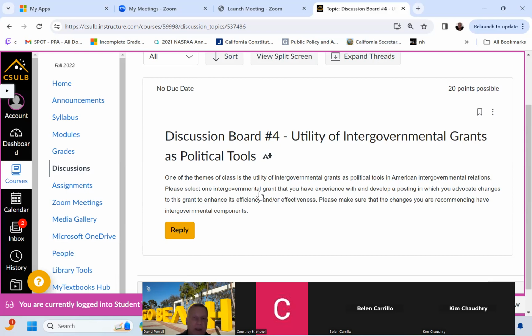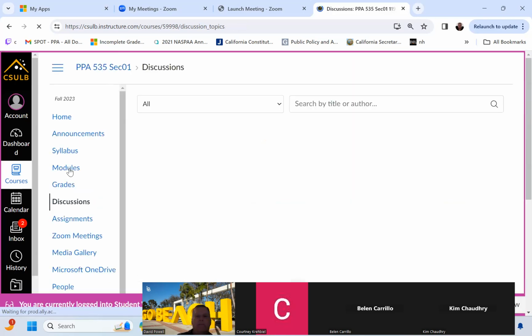What I'm interested in seeing here is you selecting a grant that has intergovernmental components to it that involves multiple levels of government, and then identifying problems with that grant, and then ways of solving those problems, changes, ways in which you'd like to see that grant change in order to make it more efficient and more effective.